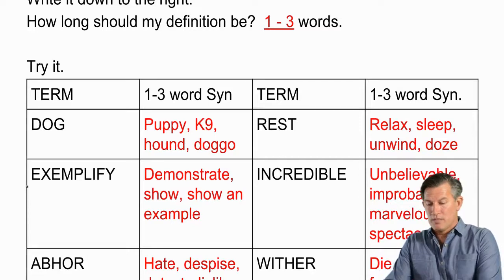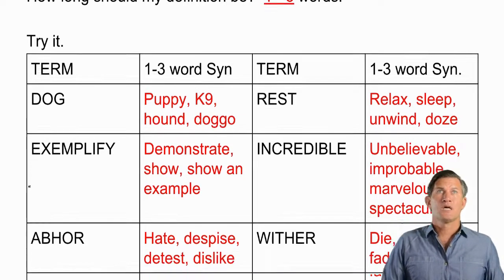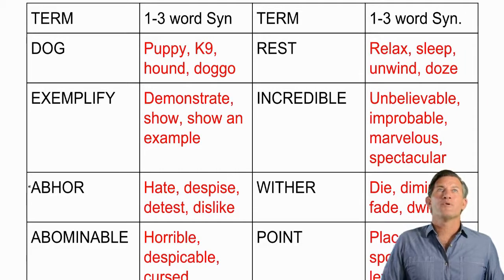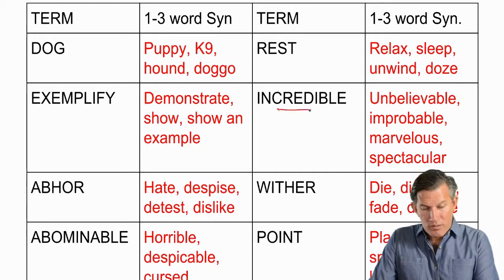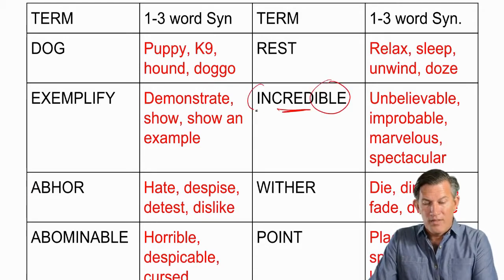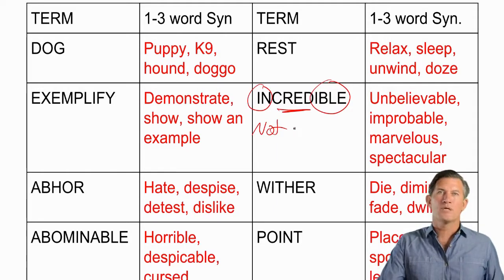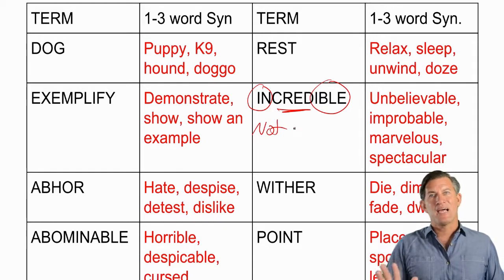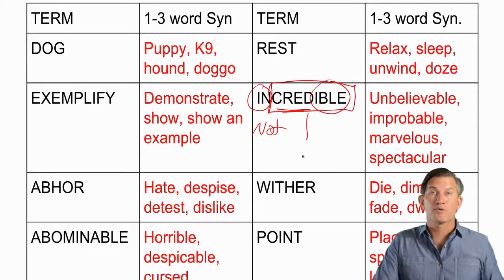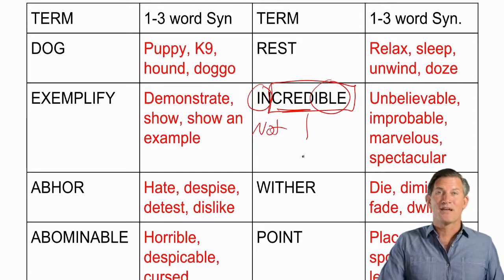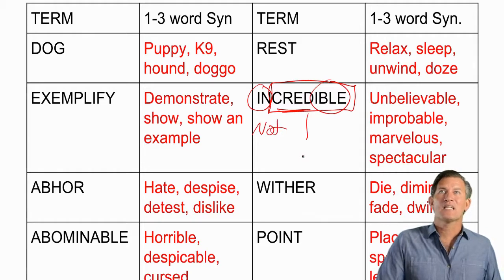Of course, the root is in there, example. Rest is relax, sleep, unwind, doze, catch some Z's. Incredible, unbelievable, improbable, marvelous, or spectacular is the way we use it. But actually, it's interesting because cred means belief, able means ability to, and in means not. You're not going to believe this. Then why are you telling me? Okay, but incredible usually means good, but it actually means that it cannot be believable. And of course, in class, we're trying to use credible sources, not ones that are not to be believed, like fake news. Okay, abhor, hate, despise, detest, dislike.